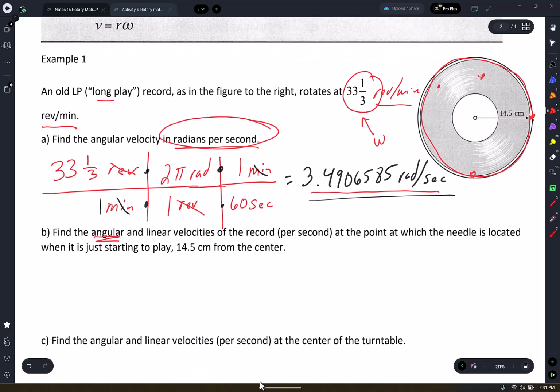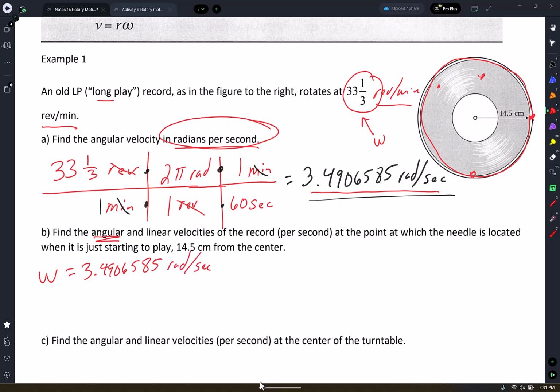So my angular, I'm going to write omega equals 3.490655 radians per second. And this is everywhere. Everywhere on the record.